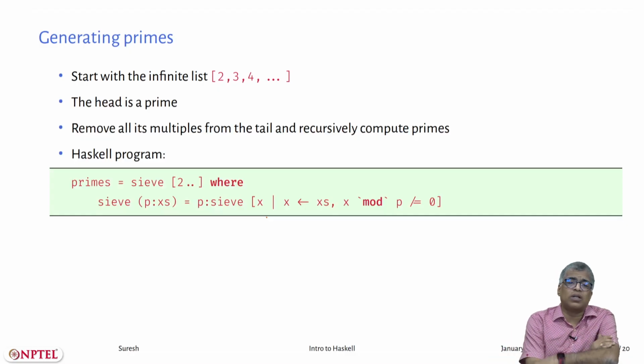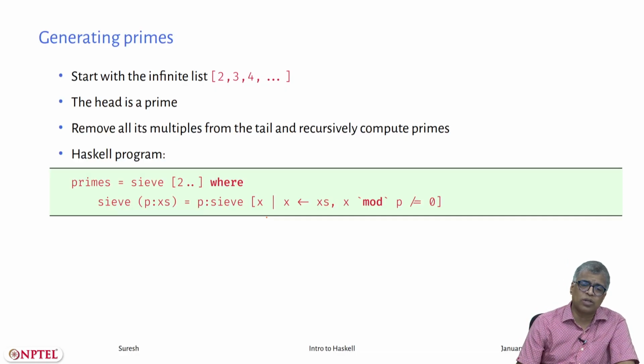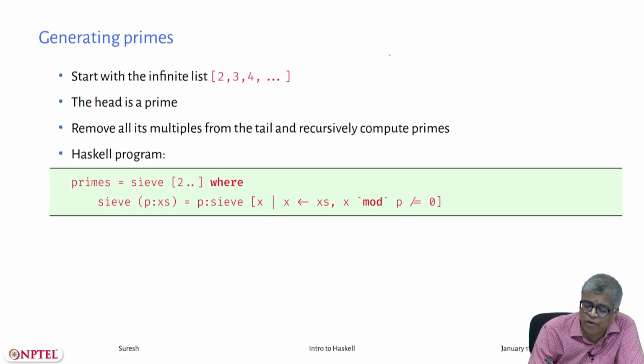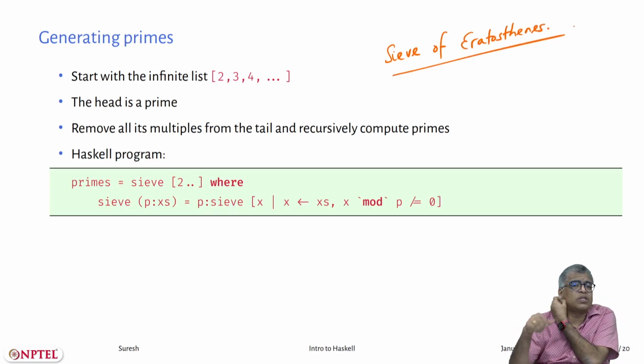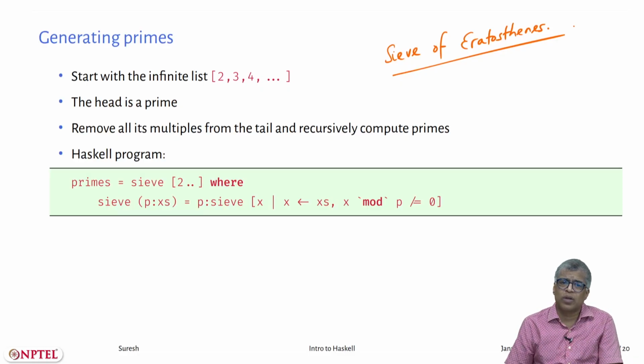So all this leads us to this beautiful program in Haskell for generating the list of all primes. This is the method of the sieve of Eratosthenes. What do you do? Start with the infinite list 2, 3, 4, etc. The first element is a prime. Remove all multiples of 2 from the tail and recursively compute primes.